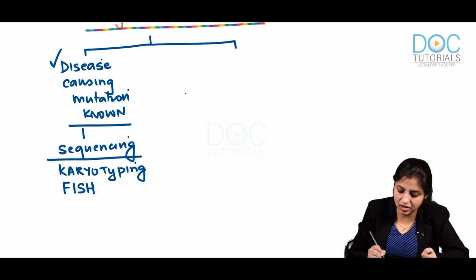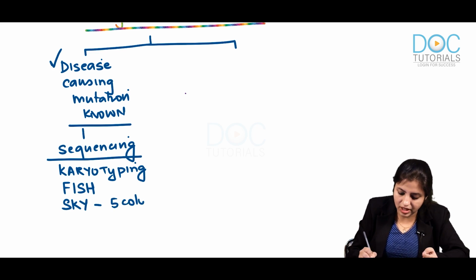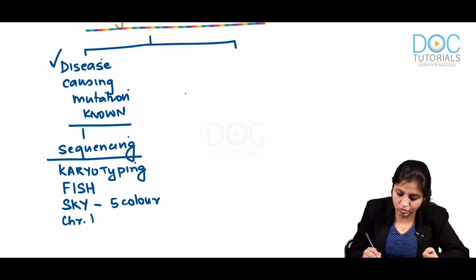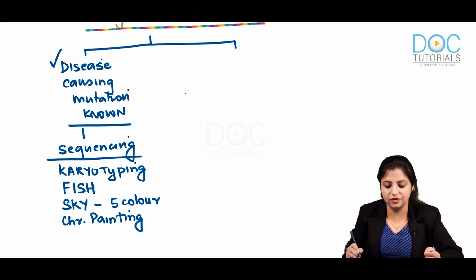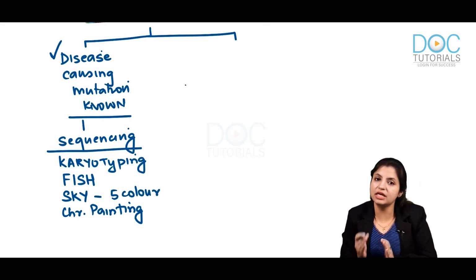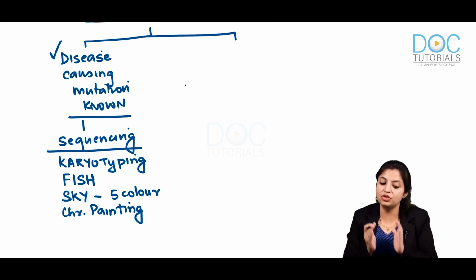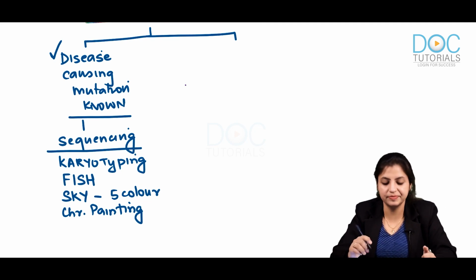FISH also has various modifications. It can be 2 color, it can be 5 color. So 5 color FISH was called SKY, whereas there was another technique called chromosomal painting, which we'll see later. This is also a modification of FISH. So all these techniques are basically used whenever you know the disease causing mutations.